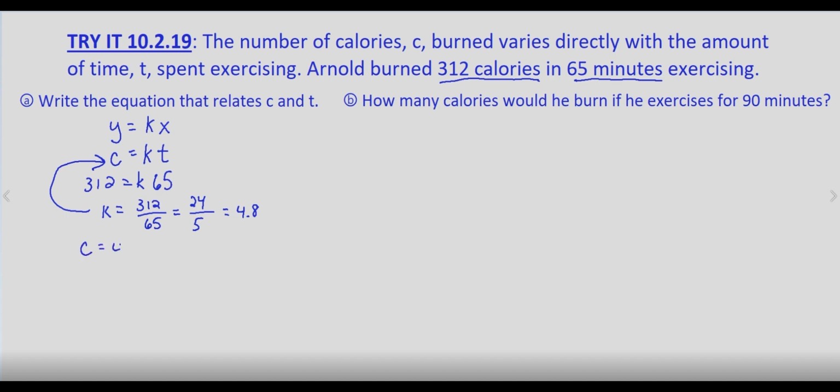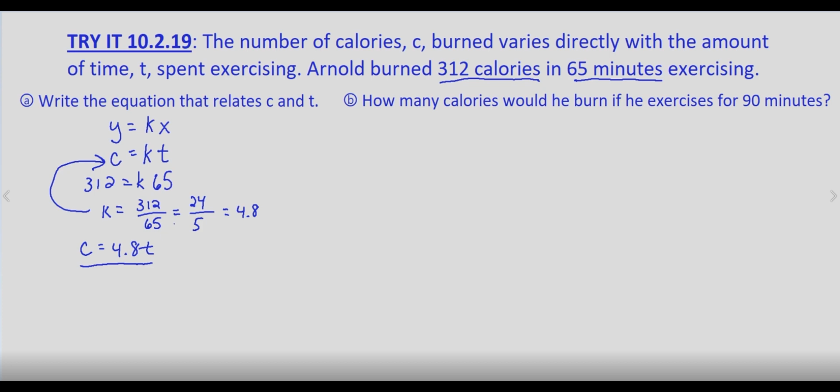Now we substitute this constant of variation back into our original equation, and we get C equals 4.8T. So here is our equation relating C and T. And if we wanted to check this, we could substitute 312 and 65 back into our equation. If we do have 4.8 times 65, that equals 312. So that verifies this is the correct equation.